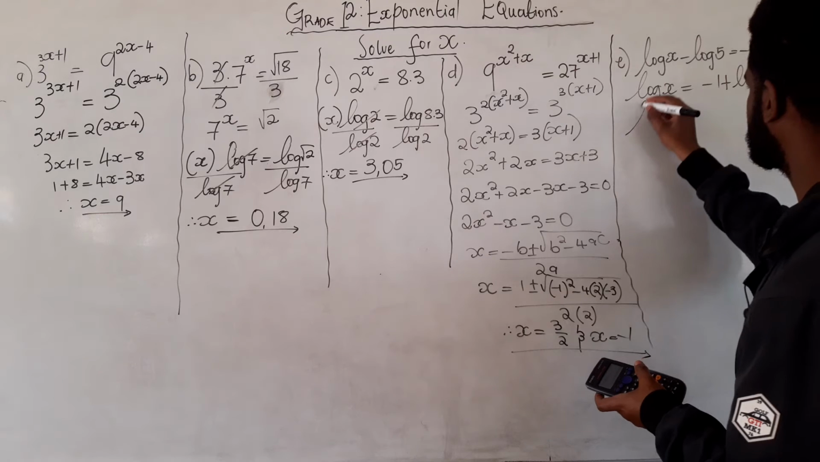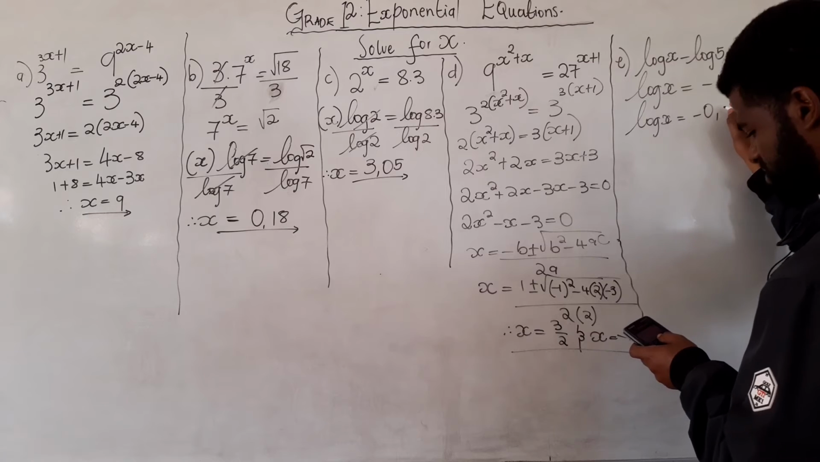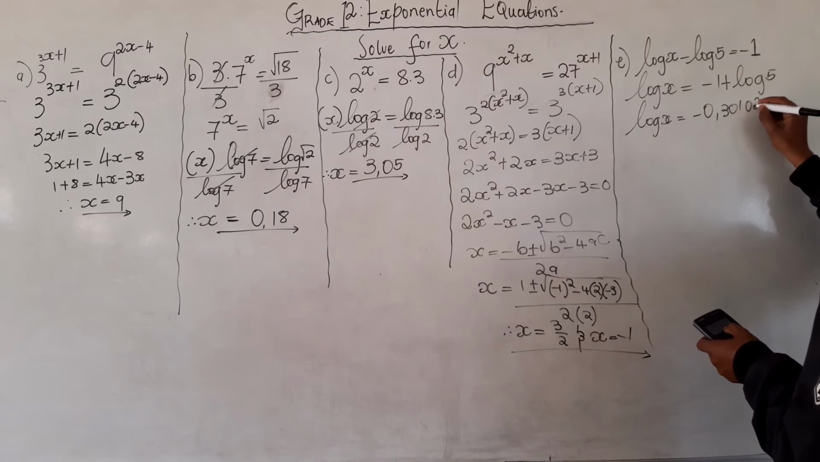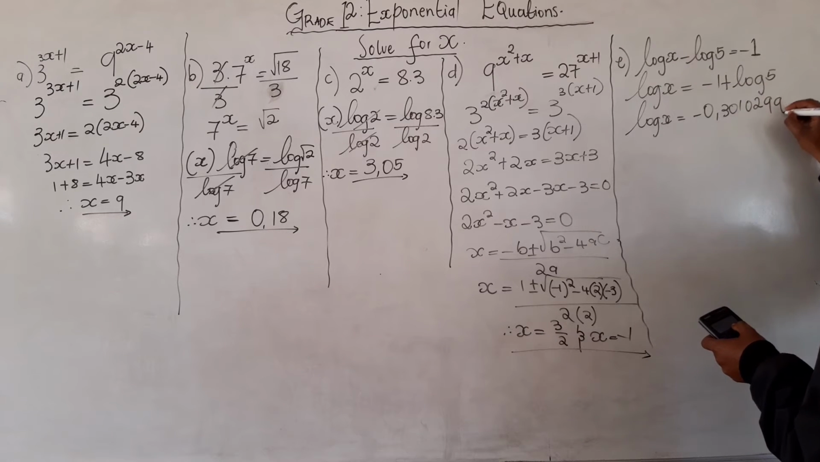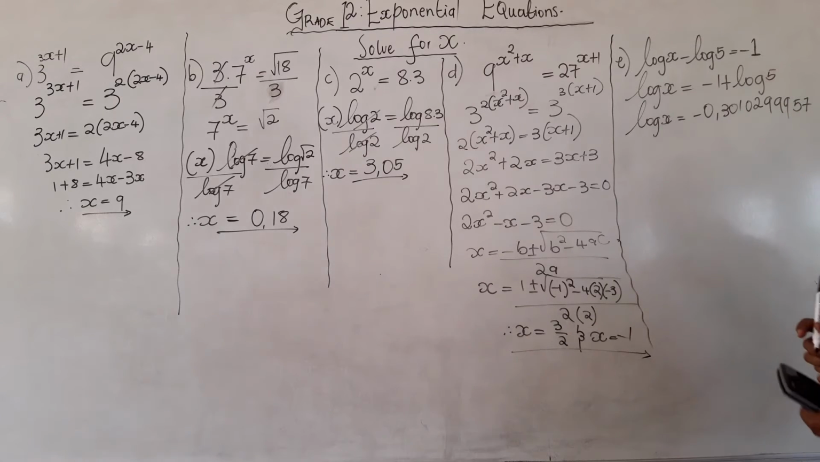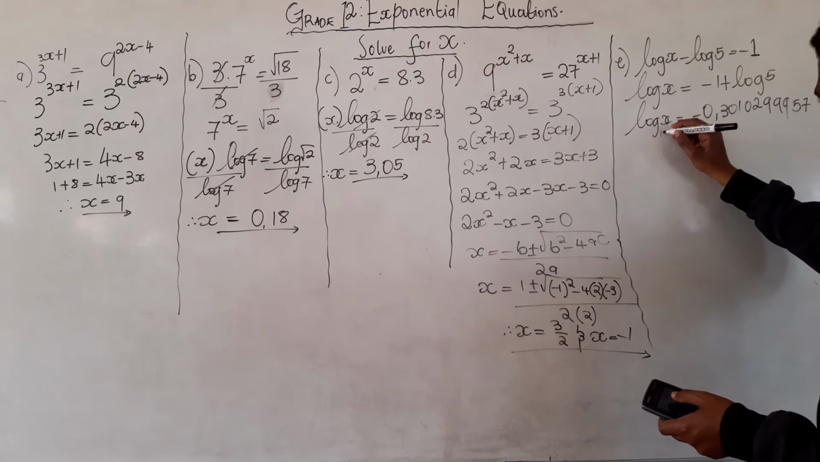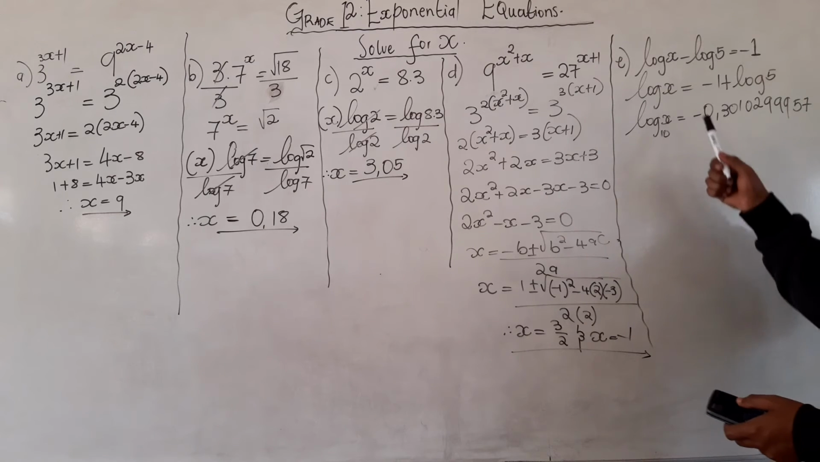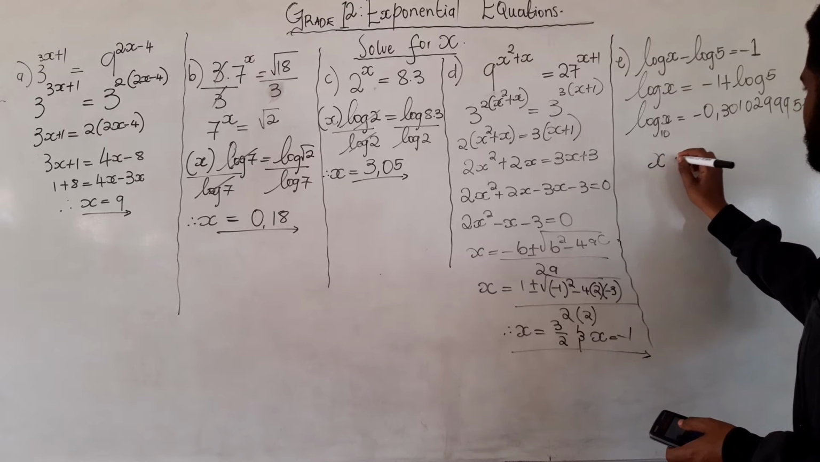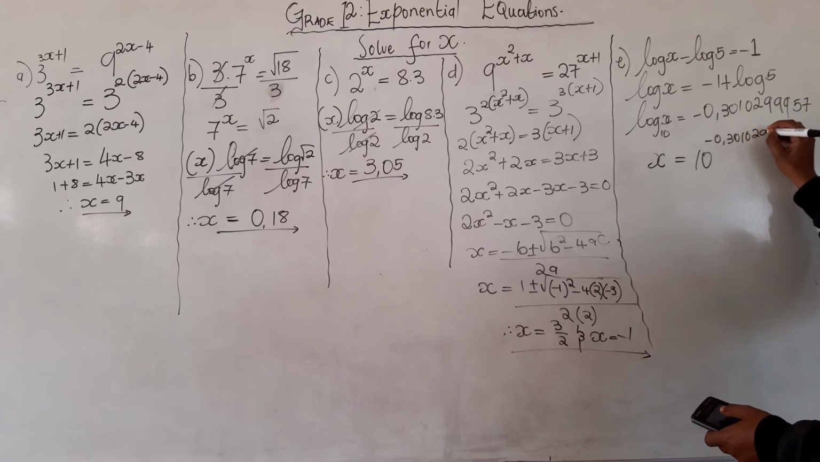And this one is log x equal to negative 0,30102999957. Do not run off until you get to your final answer. When we are given a logarithm with no base, from our previous sessions, we always assume that the base is equal to 10. So x is equal to 10 to the power negative 0,30102999957.